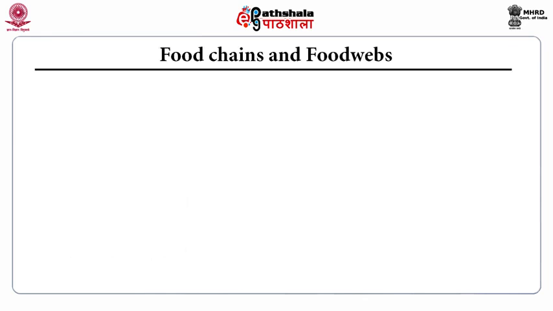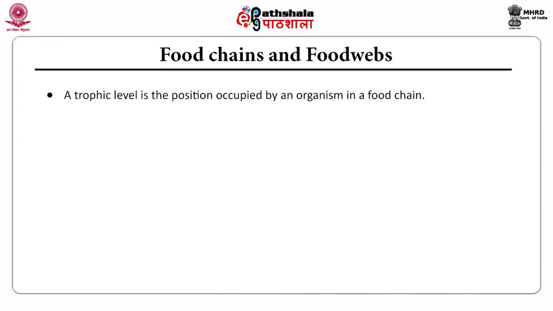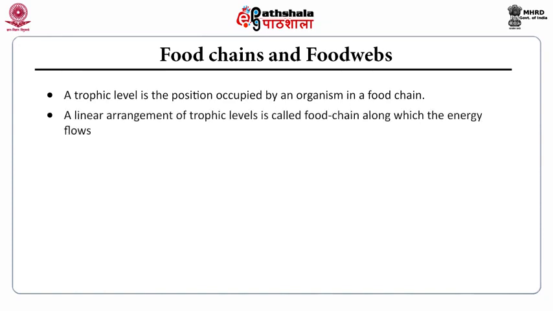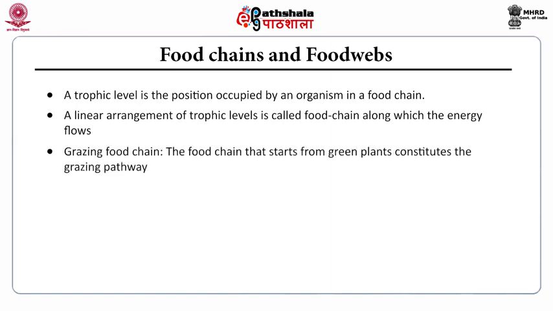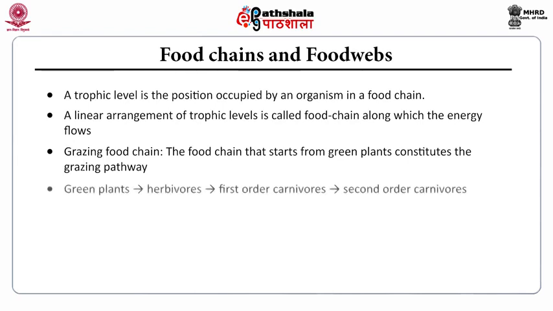Food chains and food webs. A trophic level is the position occupied by an organism in a food chain. A food chain is a linear arrangement of trophic levels in which the energy flows. We have two types of food chains, the grazing food chain that starts from the green plants and constitutes the grazing pathway. From the green plants, the energy goes to the herbivores, the first order carnivores, second order carnivores; these are the different links shown.